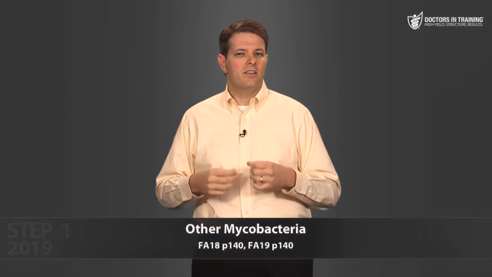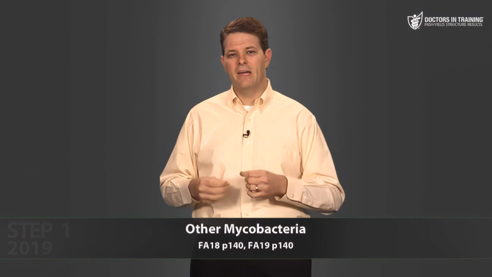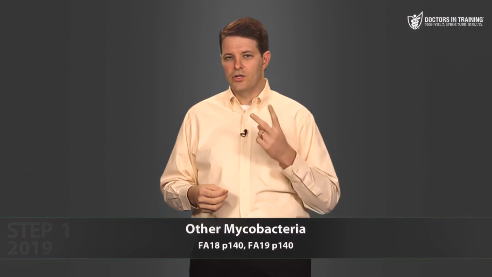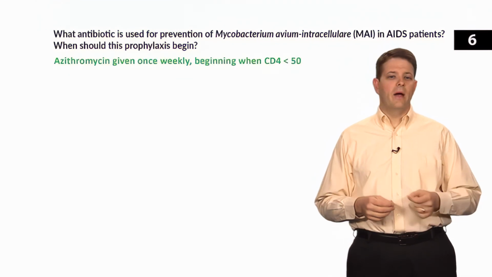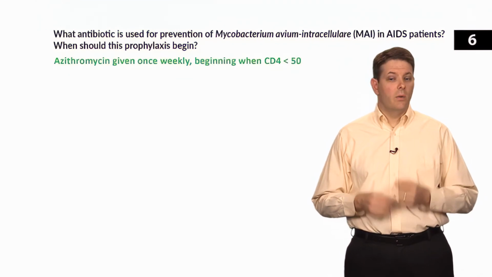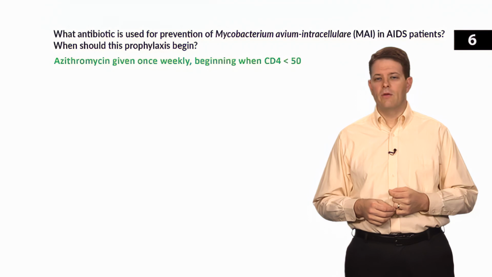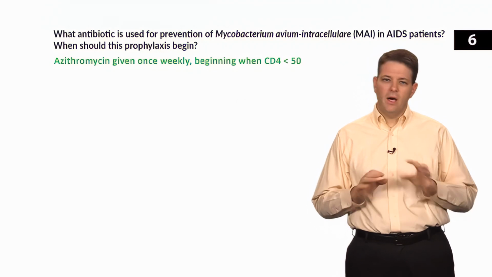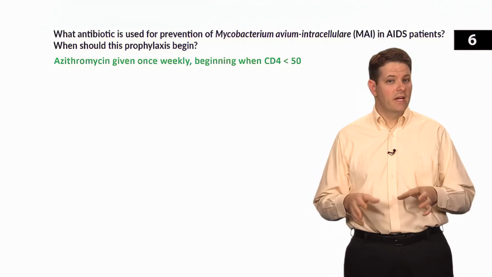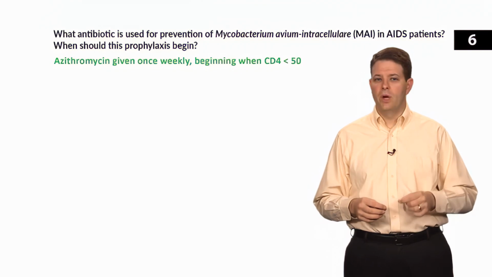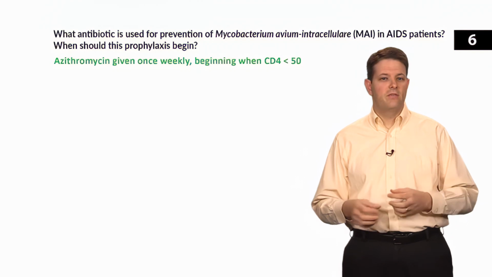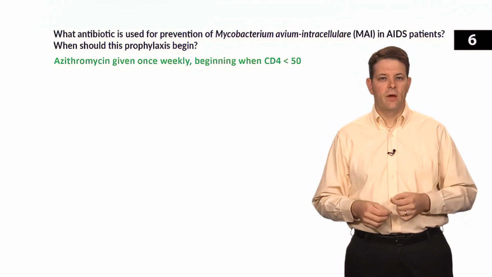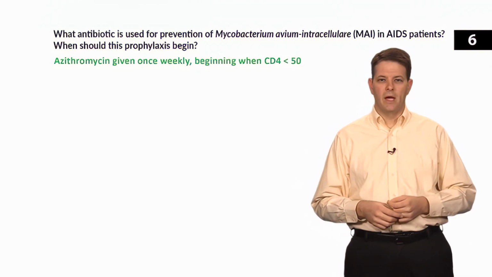But MAI is such a problem in HIV patients that we give antibiotic prophylaxis. And there are 2 points you need to know about MAI prophylaxis. The drug we give is azithromycin, given once weekly. And we begin prophylaxis when the CD4 count falls below 50. Now, not every patient with HIV infection has AIDS, but when the CD4 count is below 200, that's definitely considered AIDS. So in an AIDS patient with a CD4 count below 50, you give azithromycin once weekly to prevent MAI.